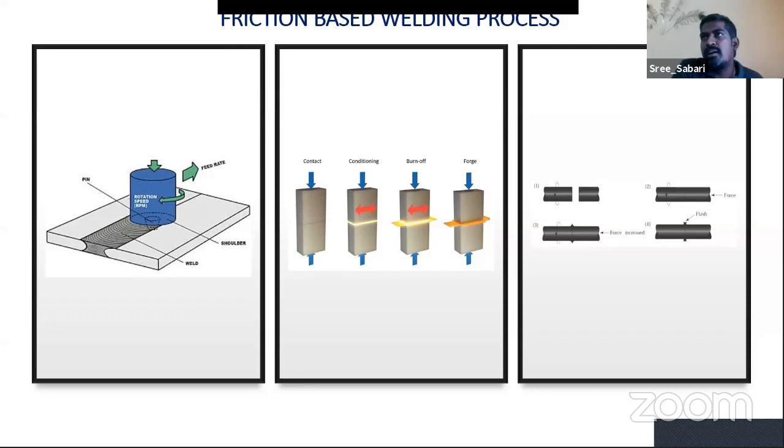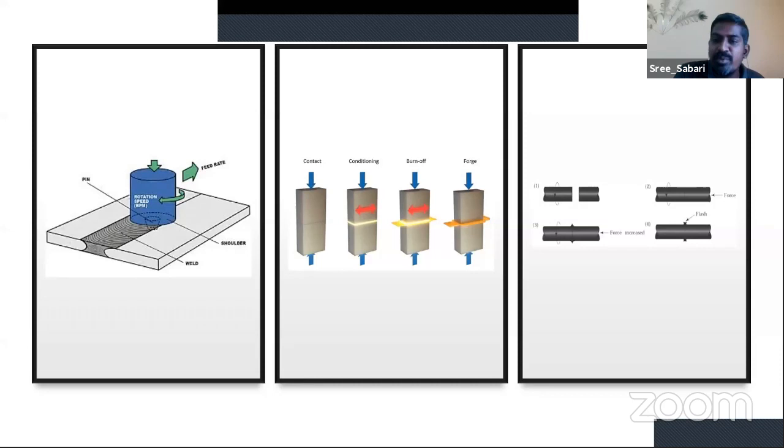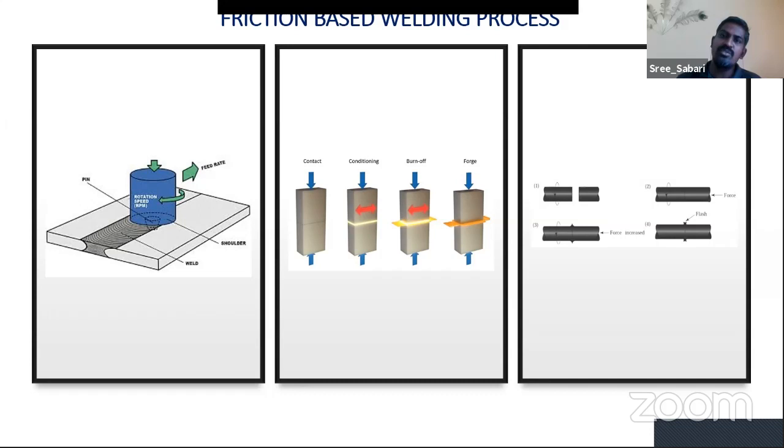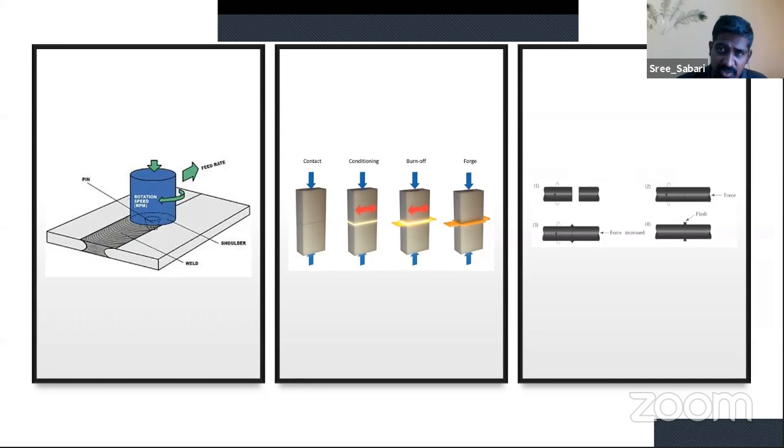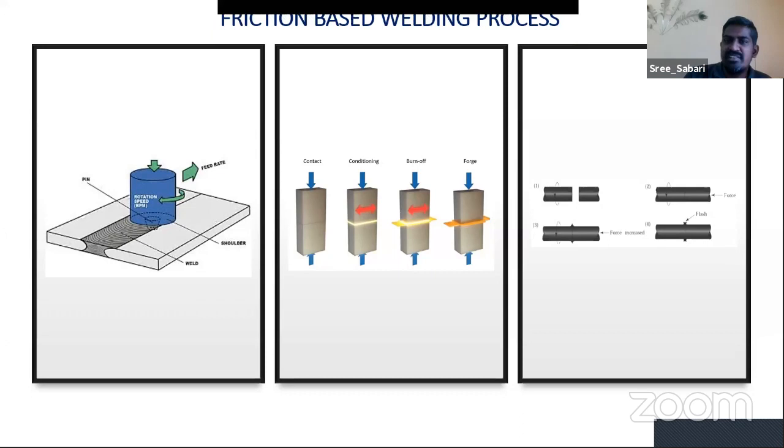why can we not use the solid state welding process for solid state additive manufacturing? There comes an idea. In order to talk about that, we should first know about the solid state welding process. Friction-based welding is a solid-state welding process because it does not melt the material. It will reach a temperature just below the melting point and it joins the material.